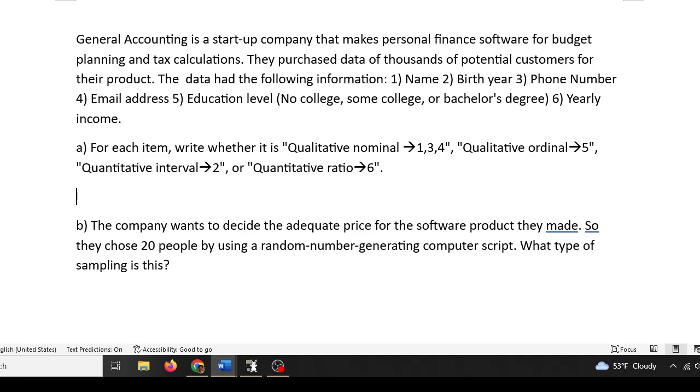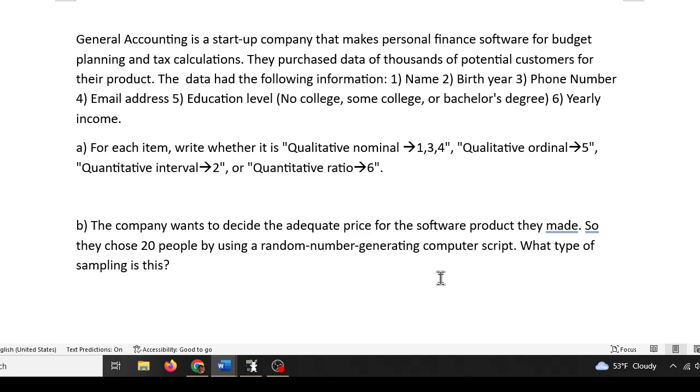Okay. Now let's read on. The company wants to decide the adequate price for the software product they made, so they chose 20 people by using a random number generating computer script. What type of sampling is this?